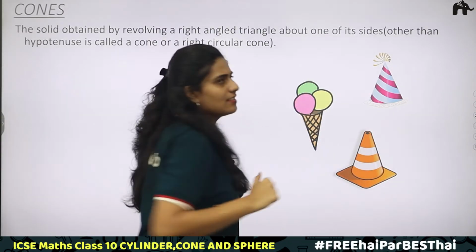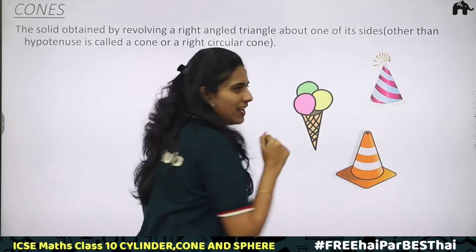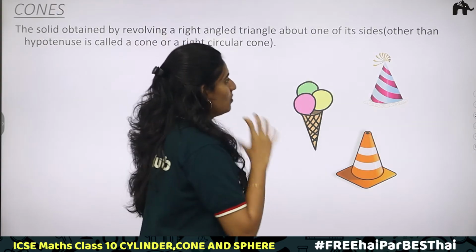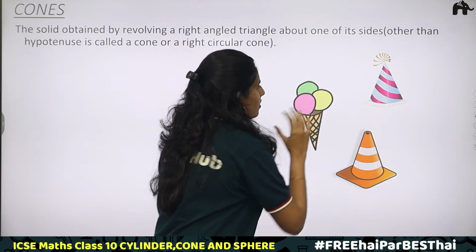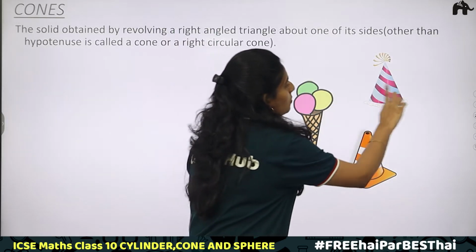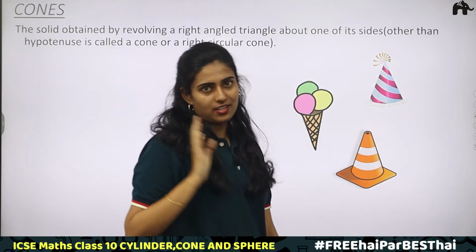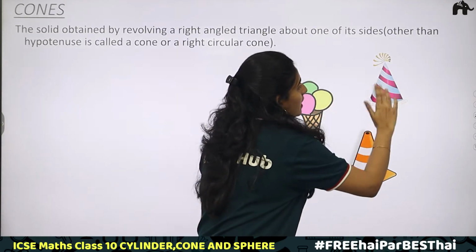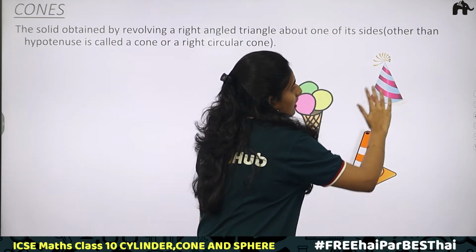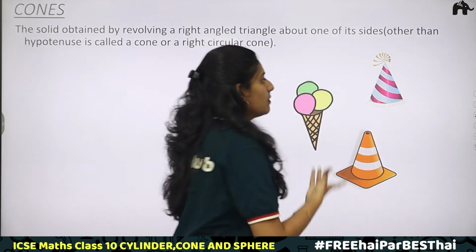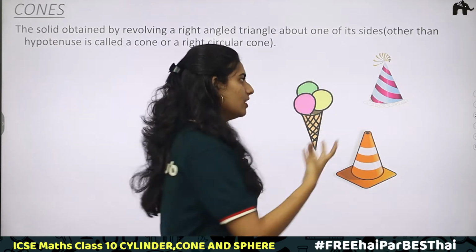So, how much ice cream can be filled inside this ice cream cone? You want to find, right? So, by studying how to find the volume of a cone, you will understand what is the capacity of this cone. Now, if you want to paint this cap, how much amount of paint you will require? Or if you want to cover it with a paper, what is the area of paper that we need to cover this cap? Can be determined after you study the curved surface area of a cone.